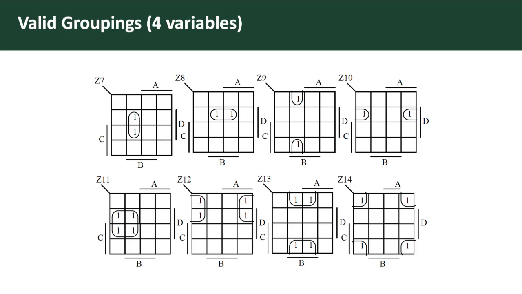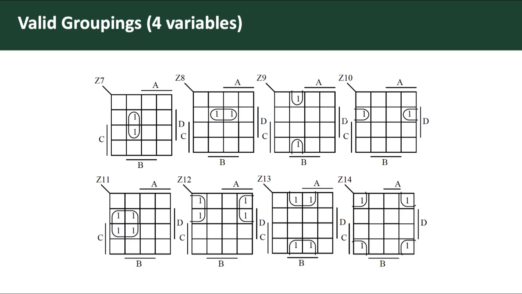Z7 is a vertical pair, 2 adjacent cells in the same column. It eliminates one variable, giving a 3 literal term. Z8 is a horizontal pair, 2 adjacent cells in a row. Z9 is a top-bottom wraparound pair, the same column position in the top row, AB equals 0,0, and the bottom row, AB equals 1,0. These differ only in variable A, making them adjacent. This trips up many students because the two cells appear to be far apart on the grid.